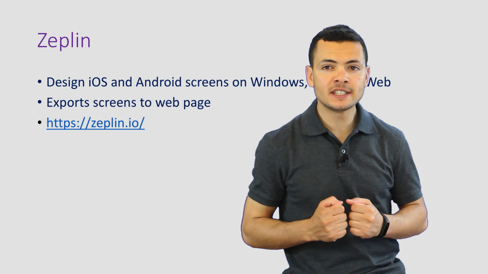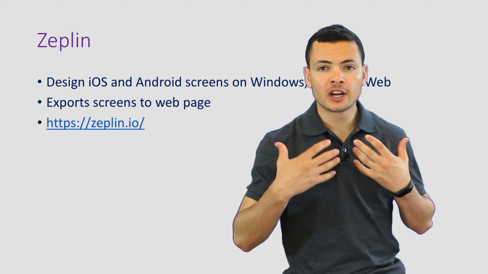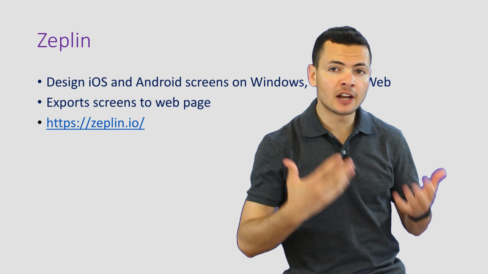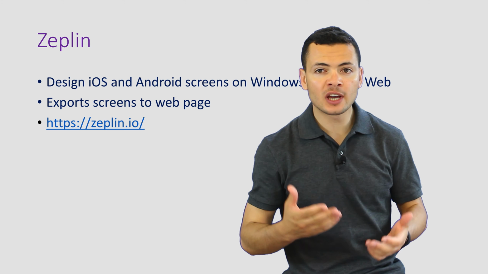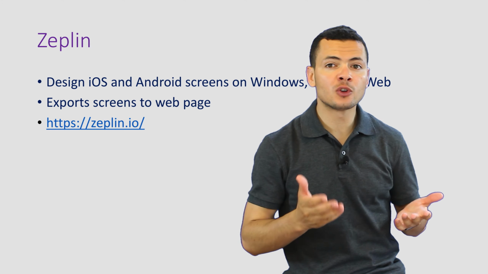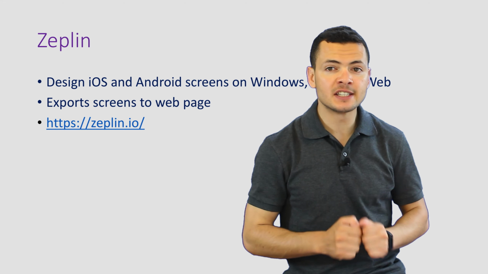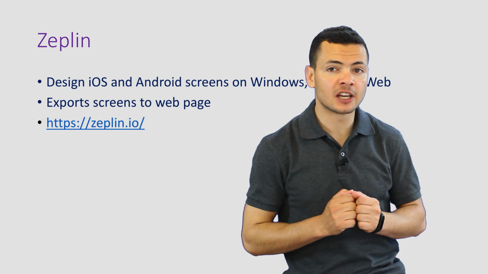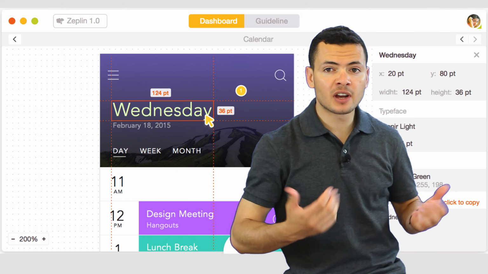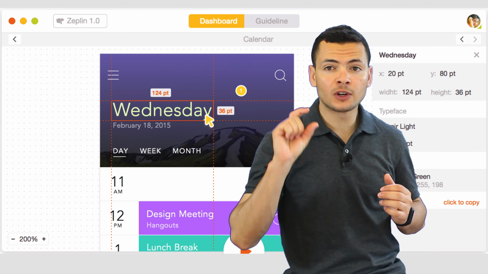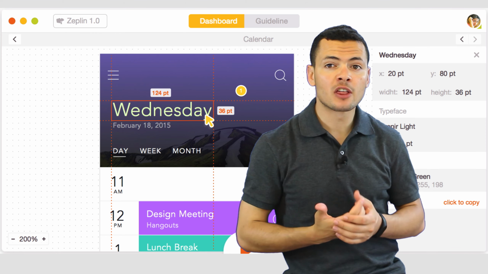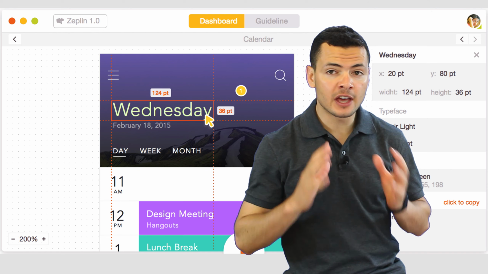Another design tool is Zeplin, which enables you to create screens for your Android and iOS application, and you can export those screens on a web page so that developers could see those screens and apply them in their application's code. This helps developers to get, for example, the font size of their labels, the exact colors of their labels, and so on.